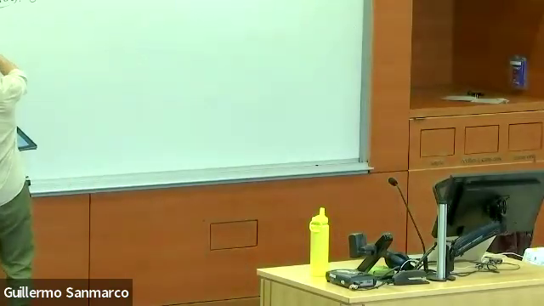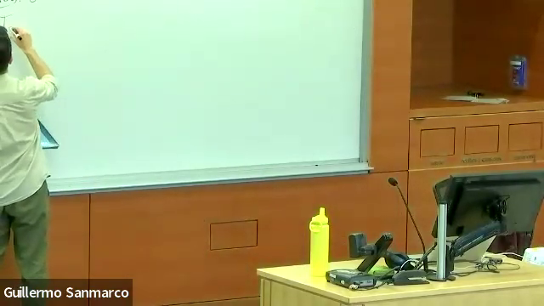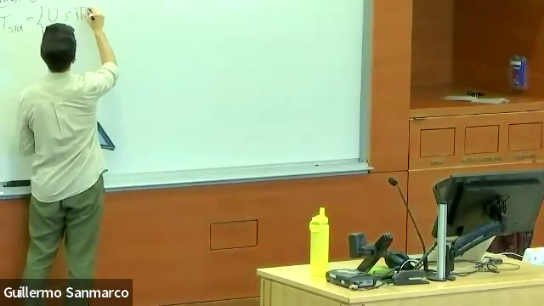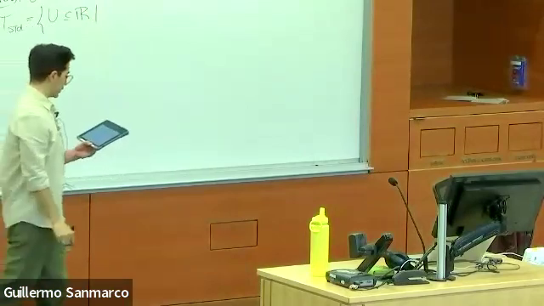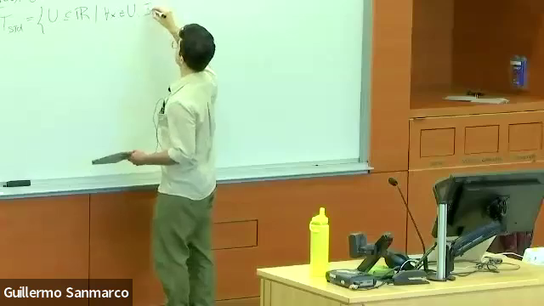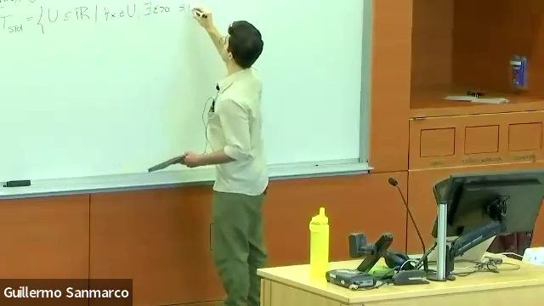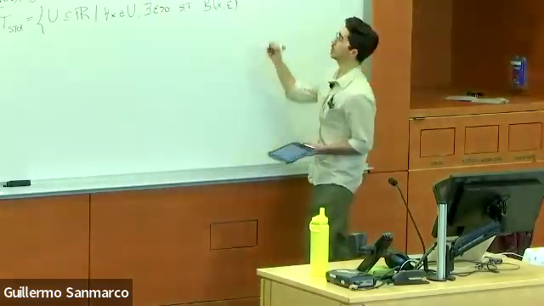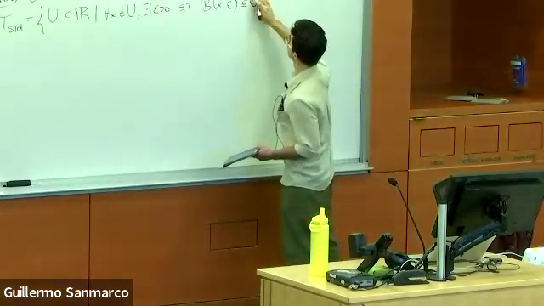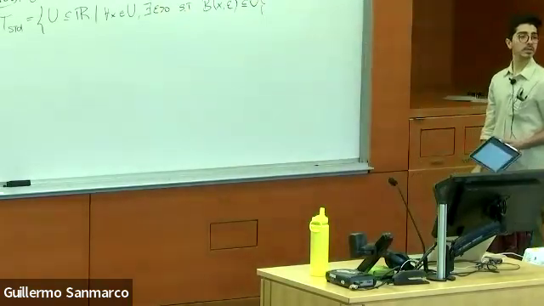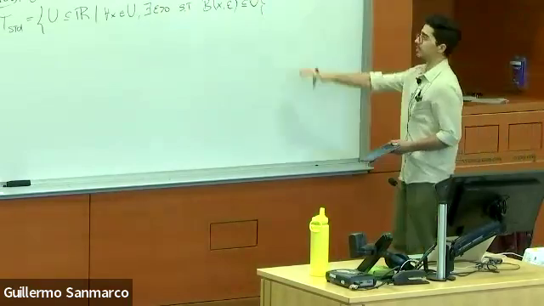So here I'm going to define T standard. This is going to contain subsets of the real line with this particular property. For any x in U, there exists some positive epsilon such that this interval, or this ball centered at x, is a subset of U.